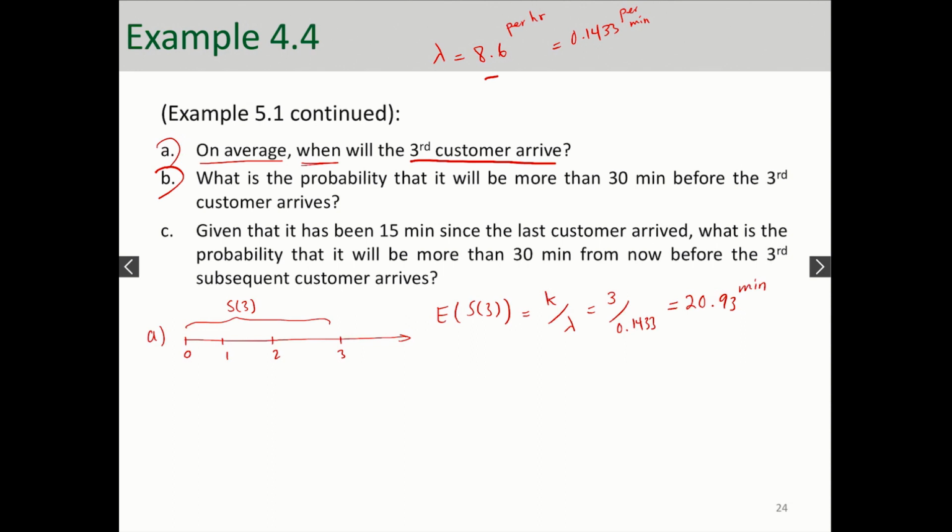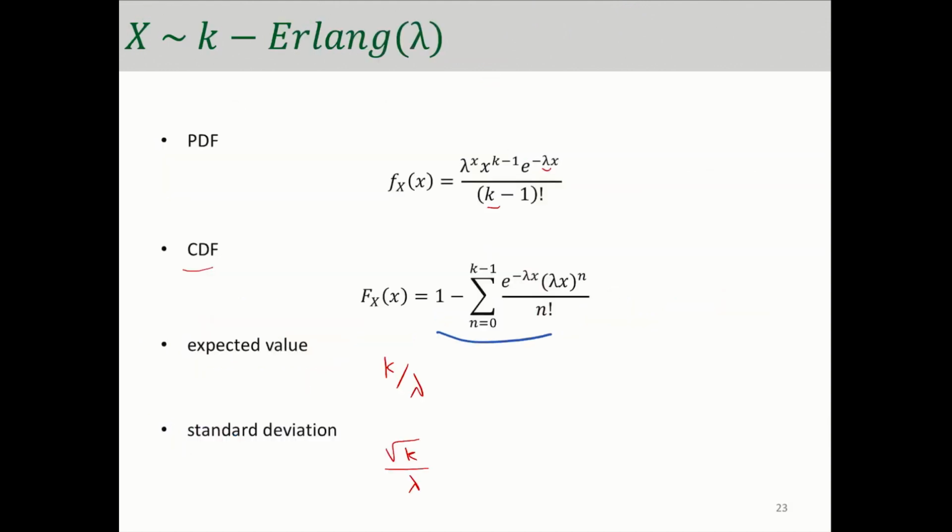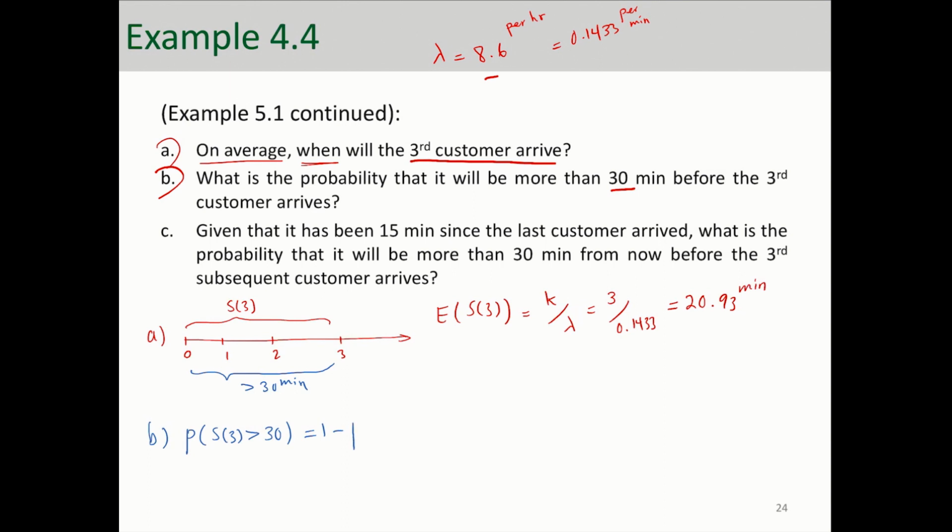Part B, what is the probability that it will be more than 30 minutes before the third customer arrives? So probability that it takes more than 30 minutes before the third customer arrives. Essentially, this part of the problem is asking what is the probability that this duration is more than 30 minutes. So how do we calculate that? We want to calculate probability that S of 3 is more than 30 minutes. You know that the best way to do this is to convert this to CDF, so we can use the CDF function in the previous slide here. So what we do is we say this is 1 minus probability of the complement, S of 3 less than 30 minutes.